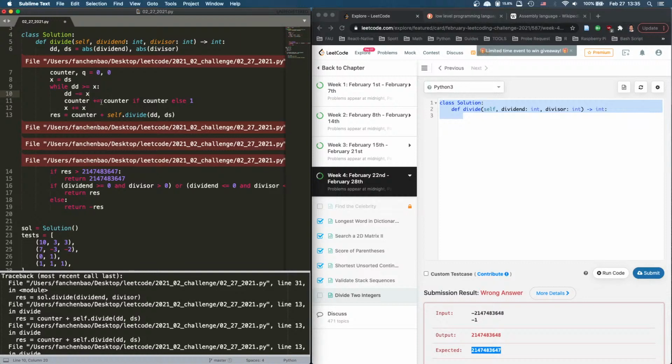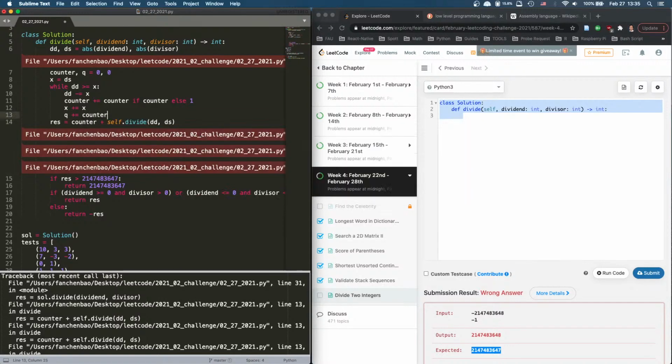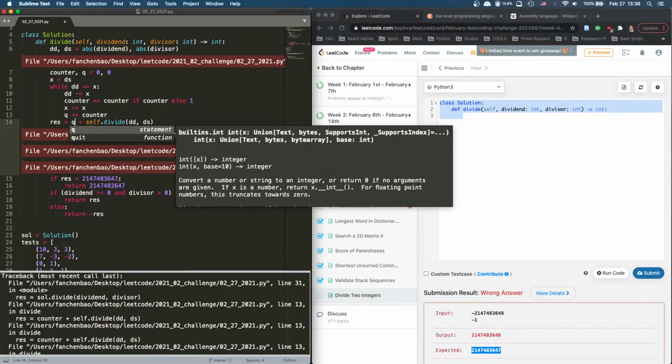So counter plus counter, and then the quotient always adds the counter, and then res equals. So now dd is 1 and x goes from 3 to 6. Now it's 12. 12 is too big. dd is too big. So I quit. So dd is 1, and this is 3. So it's not going to be counter. I'm going to get a q.